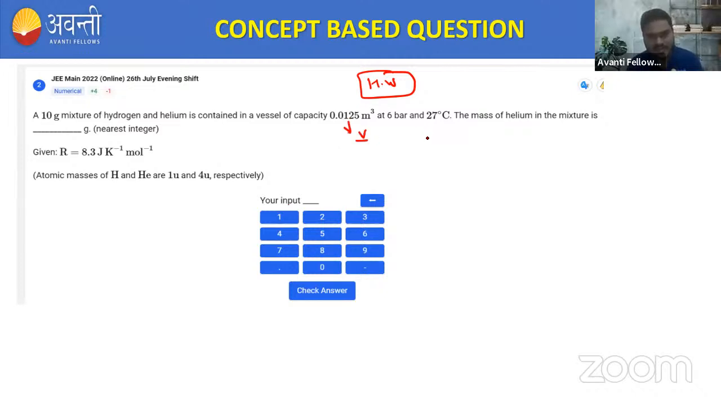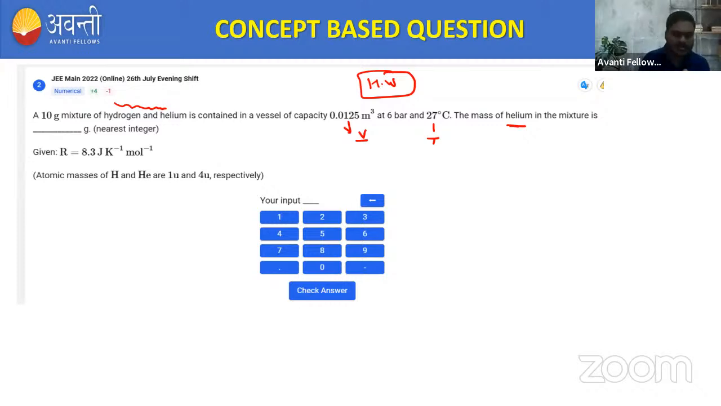So this is the volume, temperature is given, and this is the mixture, right? Mixture of what? That is hydrogen and helium. So we know the atomic masses of hydrogen and helium as well. And 10-gram mixture of this. We have to calculate the mass of helium. So this question is again a very simple question, and we can solve this question very easily, right?